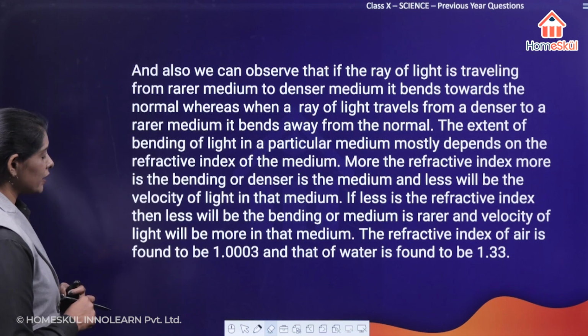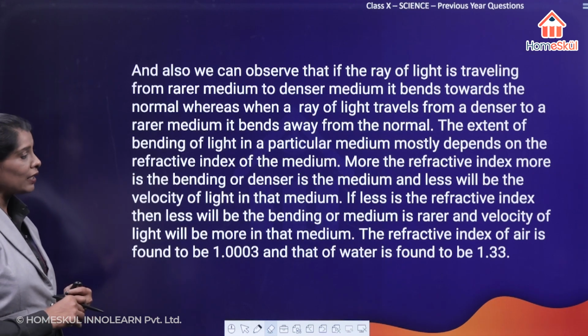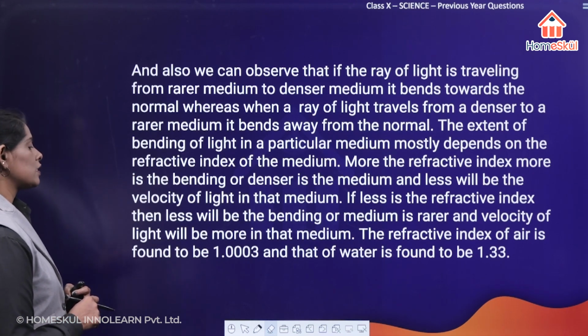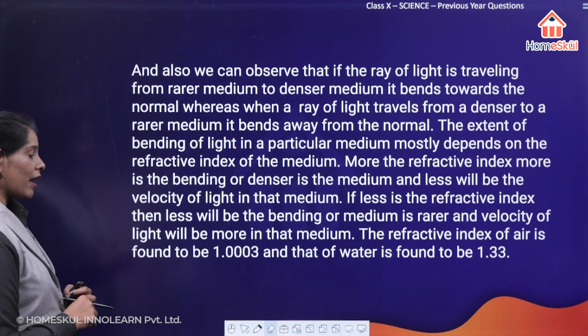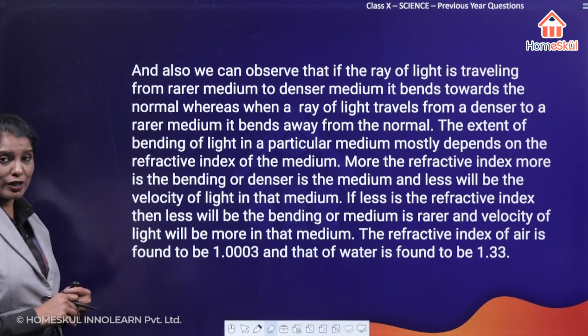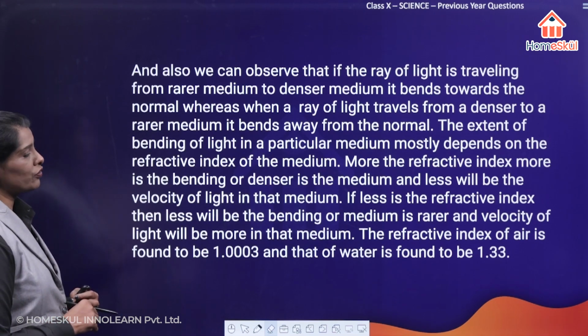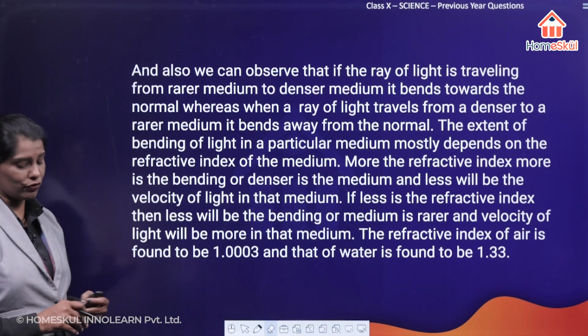If less is the refractive index, then less will be the bending, the medium is rarer and the velocity of light will be more in that medium. The refractive index of air is found to be 1.0003 and that of water is found to be 1.33.